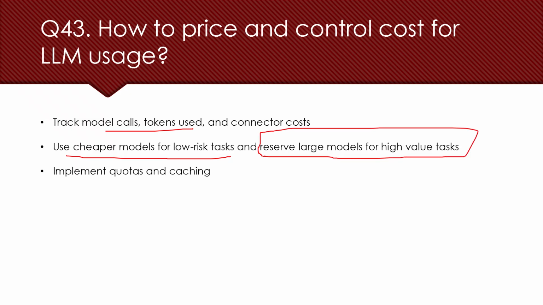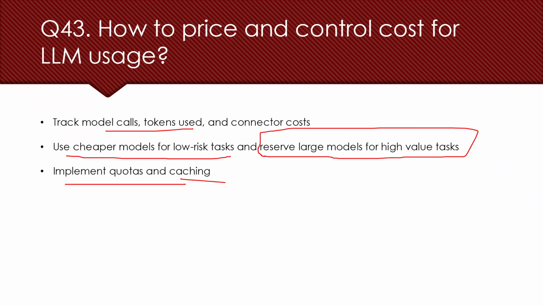We have to identify which tasks can be done with the cheaper, lower-level models as low-risk tasks, and which are the high-risk tasks that require the large language models. We also have to implement quota and caching. Caching is used for common answers, which can be reused in terms of retrieval of context where possible, which will help to implement cost alerts and throttling to avoid surprises.